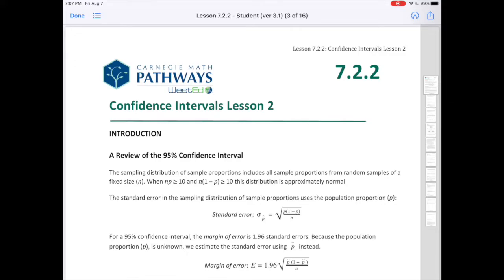Hi everybody, this is 7.2.2, Confidence Intervals, Lesson 2. First, we're going to do a review of the 95% confidence interval.